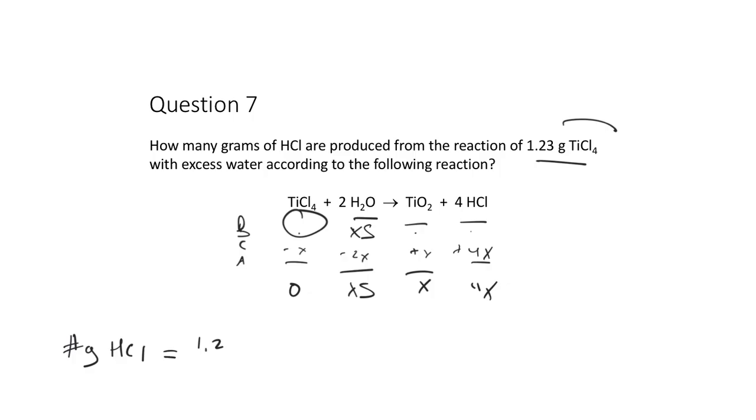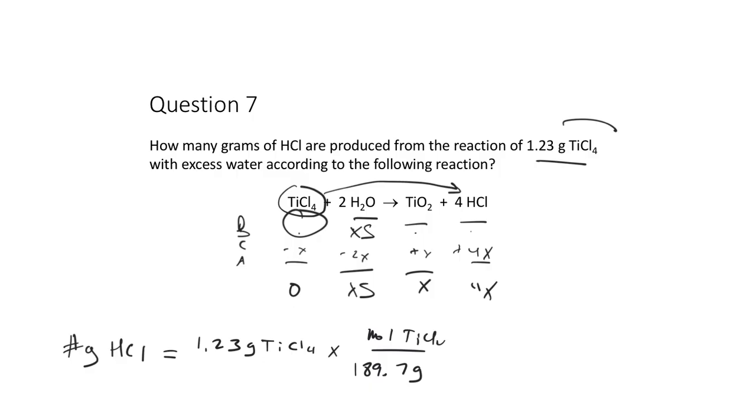We start with our 1.23 grams of titanium chloride. Our conversions are from the balanced reaction. For every 1 mole of TiCl4 that reacts, I produce 4 moles of HCl, so I have to go grams to moles. I have to take titanium, 47.88 grams per mole, plus 35.45 times 4 for the 4 chlorines. So that's 189.7 grams per mole of TiCl4.